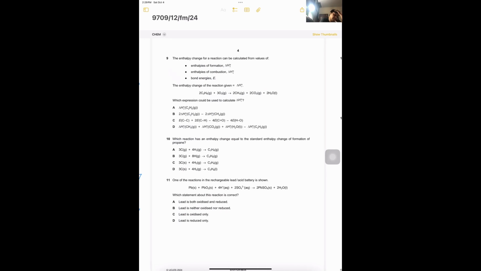Question 9. The enthalpy change for a reaction can be calculated from values of enthalpy of formation, del HF, enthalpies of combustion, del HC, and bond energies as well. The enthalpy change of the reaction is given equal to del HR at standard conditions, and this is the equation given to us. Which expression could be used to calculate del HR? So if we use the del HF values, then it is product minus reactant, right?